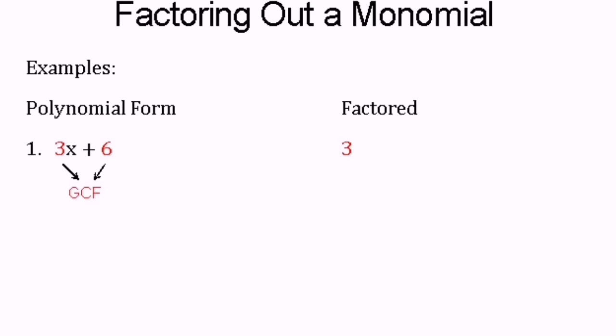And then, to get the remaining factor, we need to divide each term by 3 since it is the GCF. I-divide natin yung unang term na 3x sa 3. 3x divided by 3 is x, plus 2 since 6 divided by 3 is 2. So therefore, that's the answer.